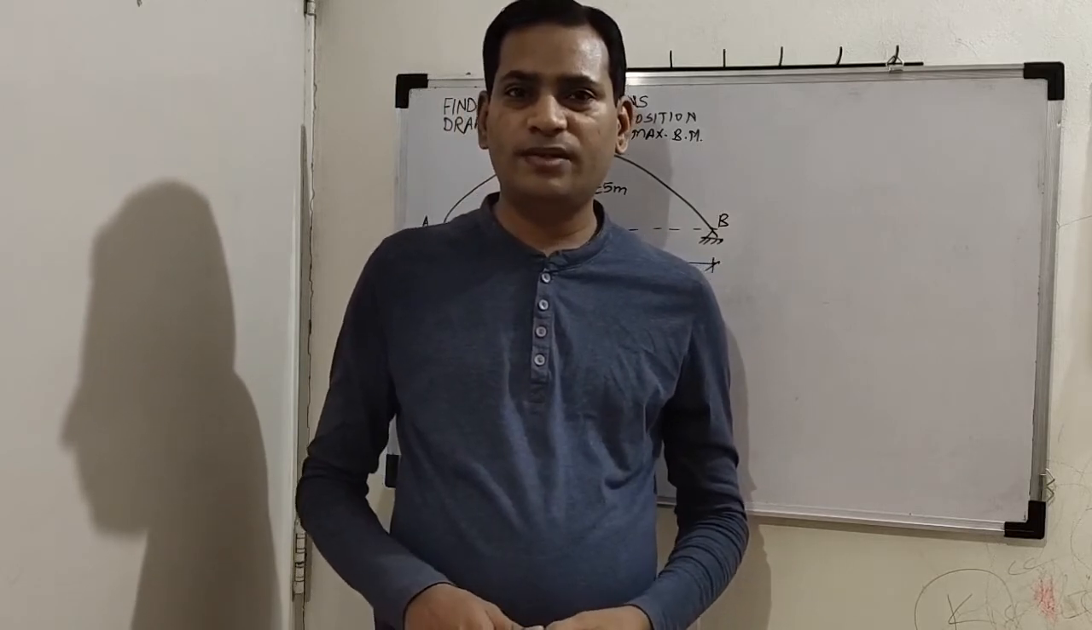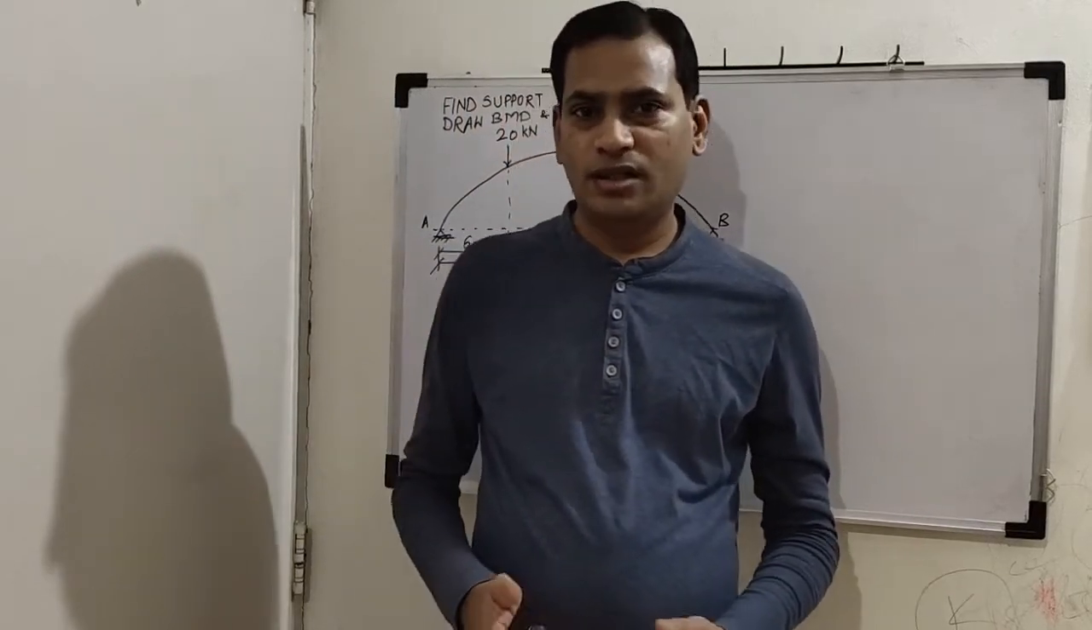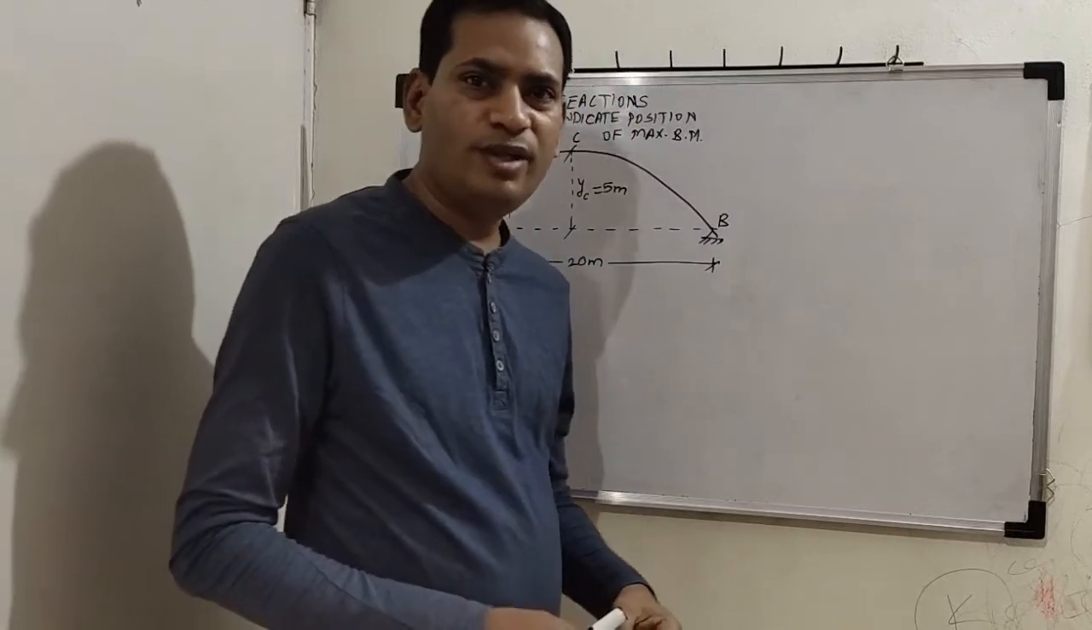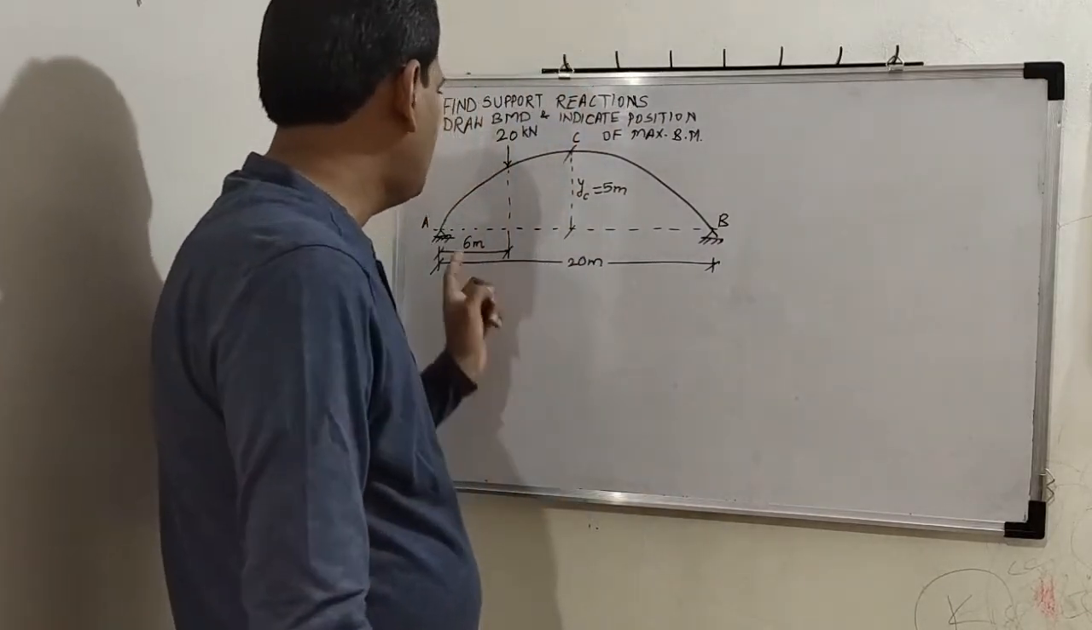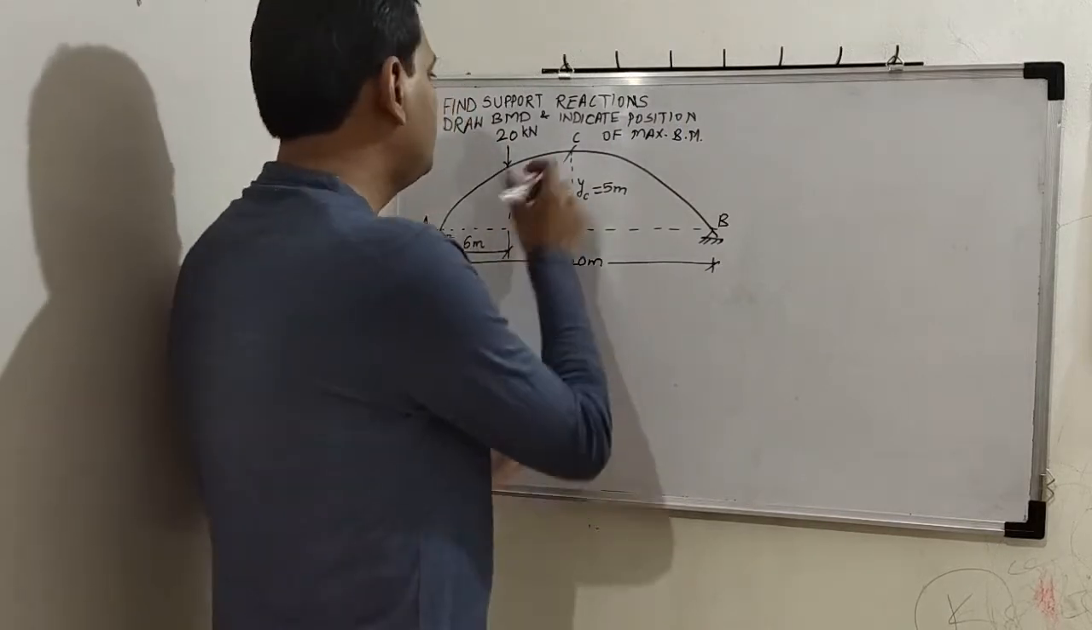Today we shall start with the numericals. Start with a very simple numerical like this. Here we have been given a three hinged arch. Okay, very simple.